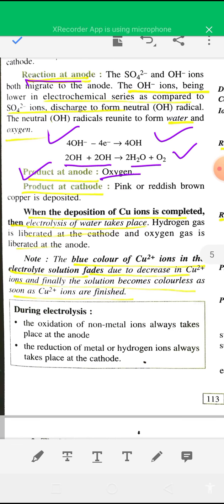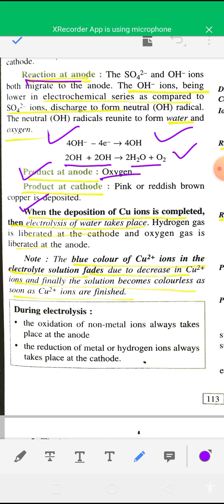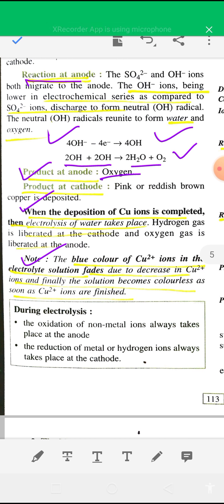Okay, so when the deposition of copper ion is completed, the electrolysis of water takes place and hydrogen gas is liberated at the cathode and oxygen gas is liberated at the anode. And note that the blue color of Cu2+ ion in the electrolyte solution fades due to the decrease in concentration of Cu2+ ion in the solution, and finally the solution becomes colorless as soon as the Cu2+ ions are finished in the solution.